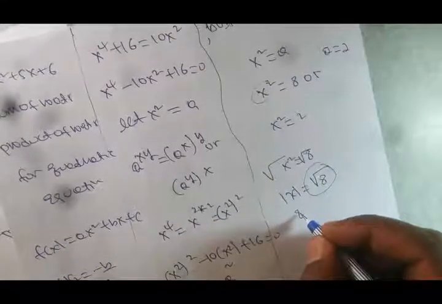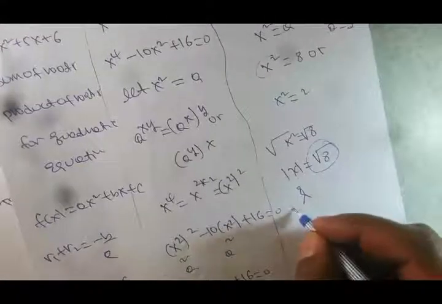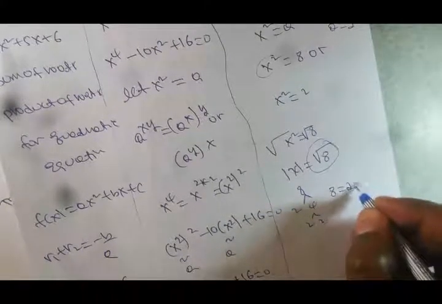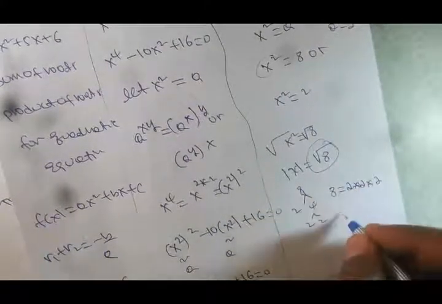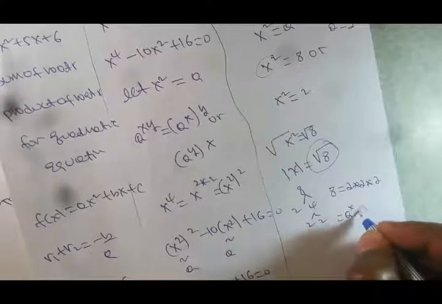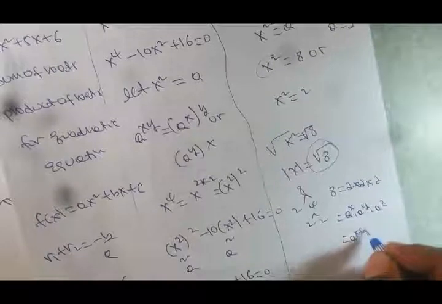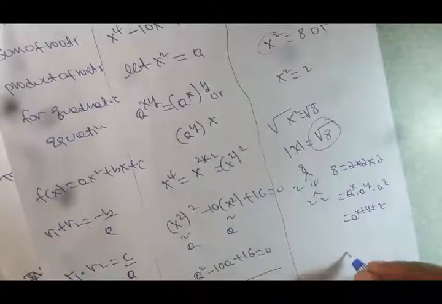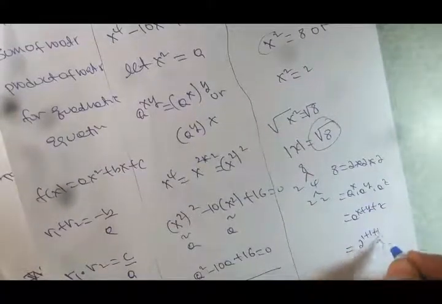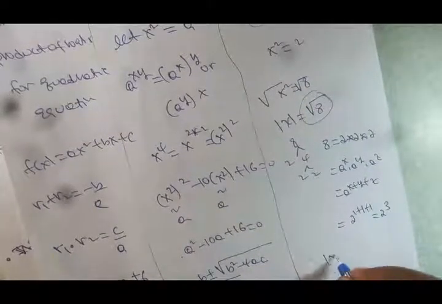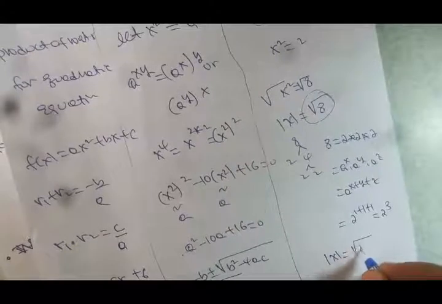8 first, can it be factorized? Yes, 8 can be factorized by 2, 4 by 2, 2. Therefore 8 can be written as 2 times 2 times 2. This is equals to, from the property a raised to x times a raised to y times a raised to z equals a raised to x plus y plus z, 2 raised to 1 plus 1 plus 1, which is equals to 2 raised to 3. Therefore the absolute value of x is equals to square root of 2 cube.